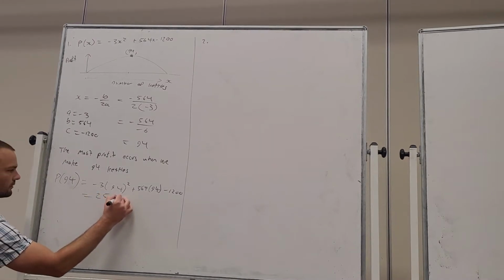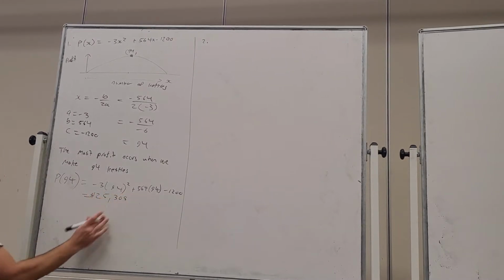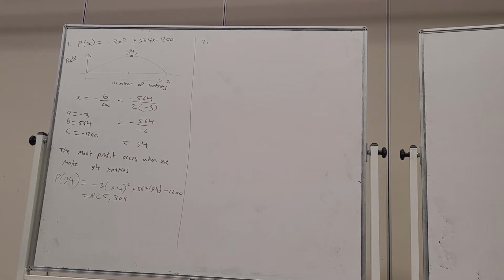$25,308. All right, so when we make 94 kettles, we're going to make $25,308 profit.